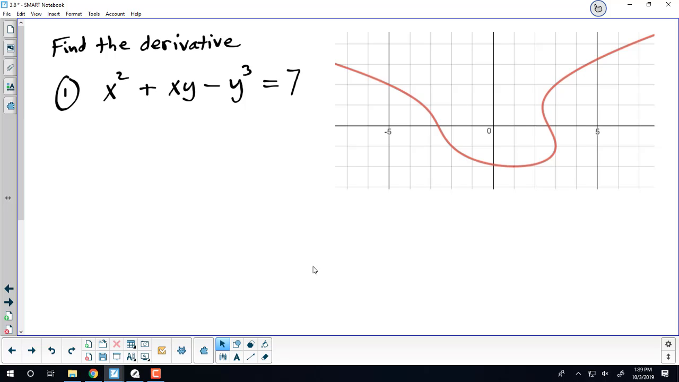First thing we need. So in essence, you get 1 for x, you get 1 for y times y prime, and then 3y squared times y prime is 1. Now, we only want the y prime, so take out that y.